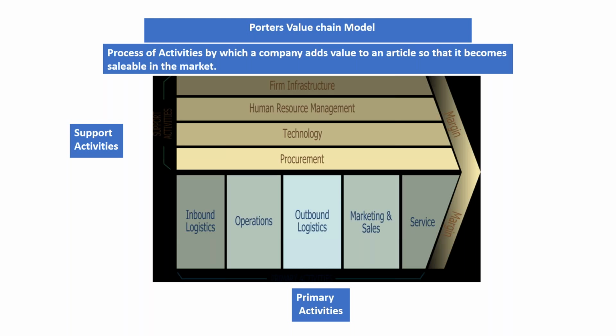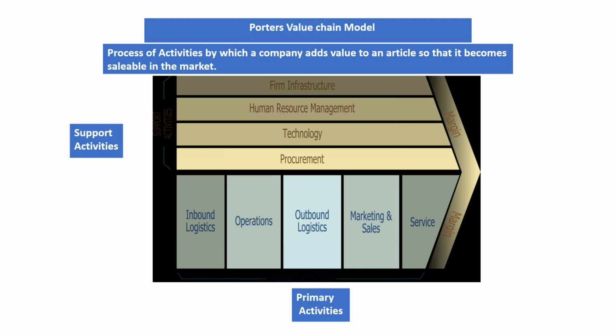These are customer facing functions. They are directly in touch with the customer, and there are few functions which are non-customer facing. These are support functions like procurement, technology, human resource, firm infrastructure. Now these are non-customer facing functions. Now what does it mean? What do we do about it? What do we do about this structure, this pentagon?